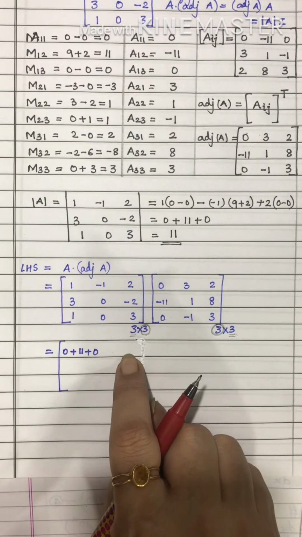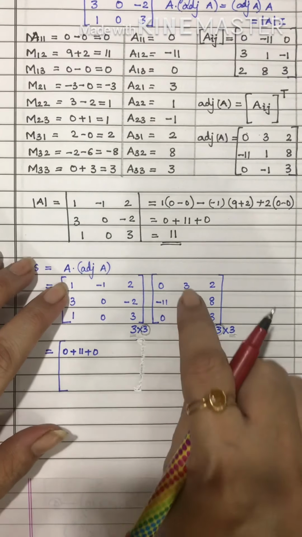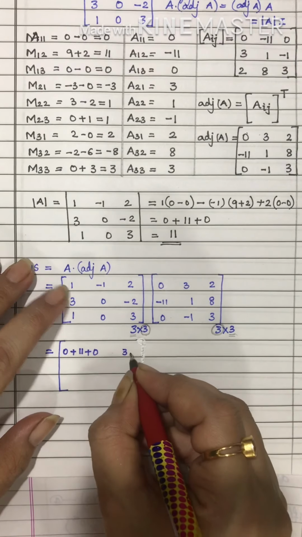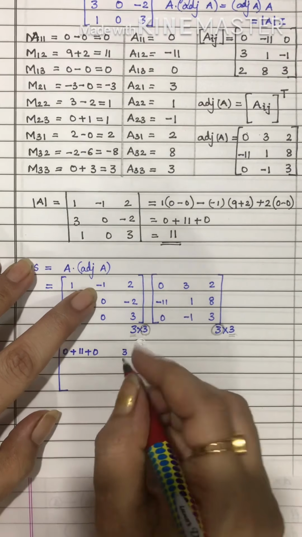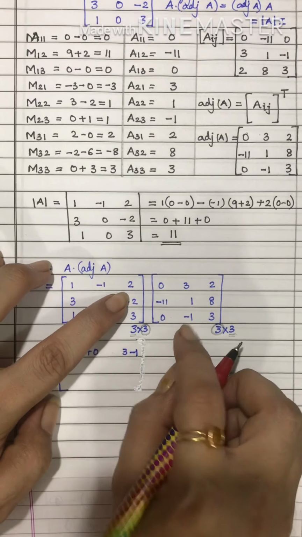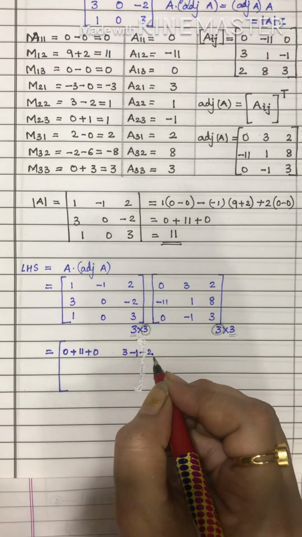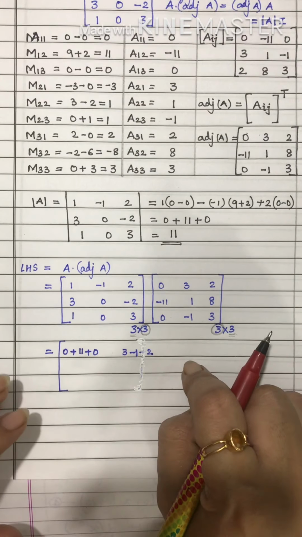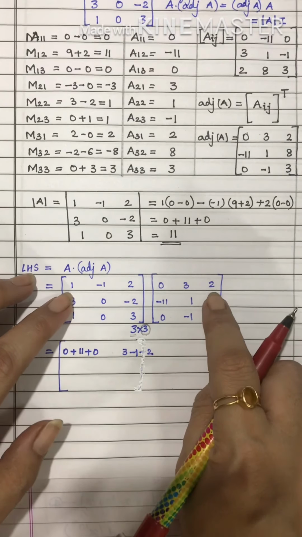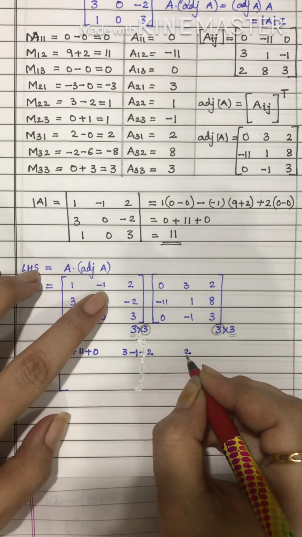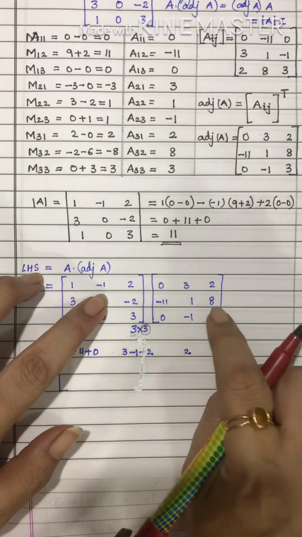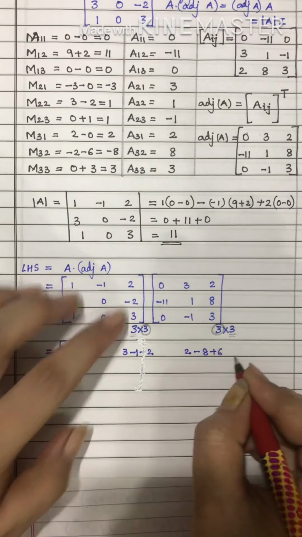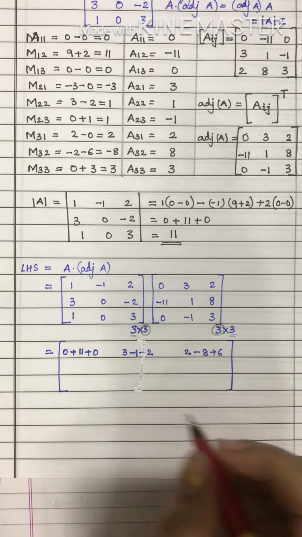The second position is A12, that means first row second column. So we will get 1 into 3, 3, plus minus 1 into 1, minus 1, plus 2 into minus 1, you get minus 2. Next, first row third column. So here we will get 1 into 2, 2, minus 1 into 8, minus 8, plus 2 into 3, 6. So this is how you will get the elements.